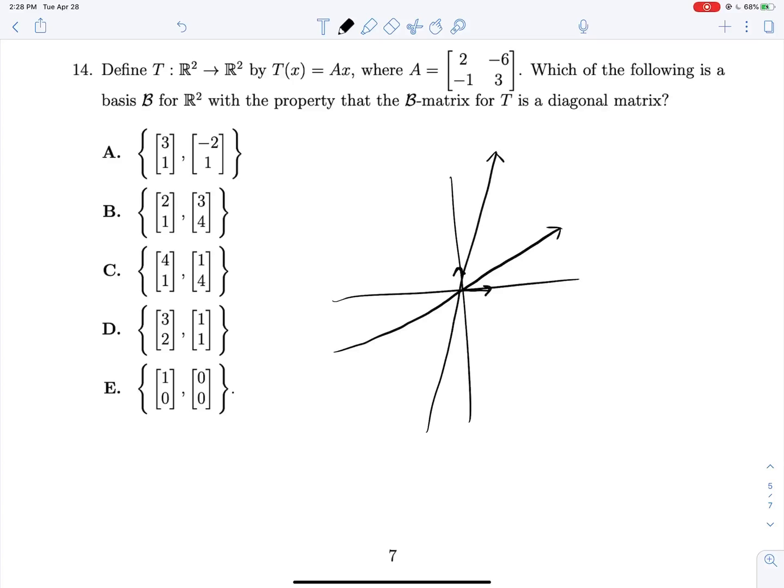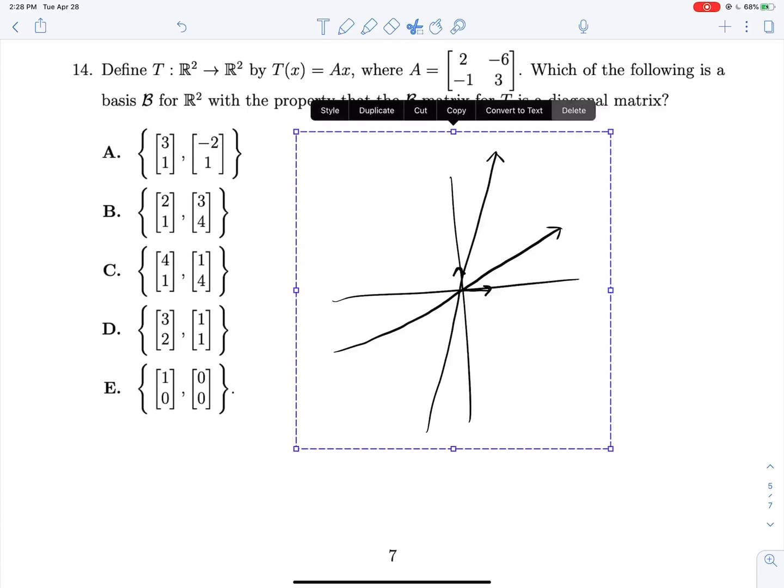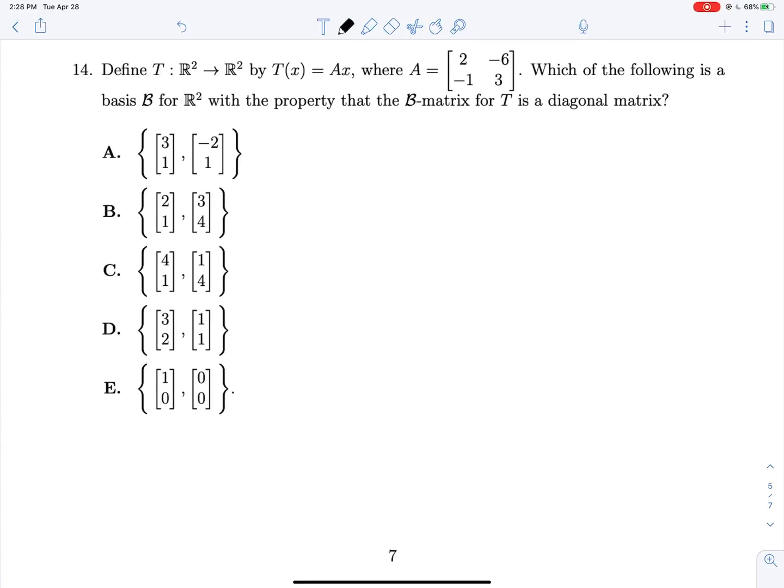our, what are they called? The eigenvectors. Then all we'll have to do for any input vector is just scale them along these eigenvectors. And so that will allow our beta matrix to be diagonal. So in the end, we're just finding the eigenvectors of A because they satisfy this property.